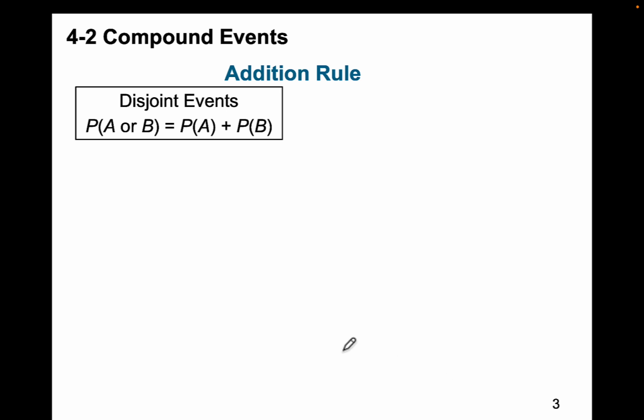Section 4.2 is on compound events. So we're going to talk about 2 events or more, and we're going to need to use the addition rule to then add those fractions together. All right, if we have 2 events that are disjoint events, it would be written out as capital P, open parentheses, capital A, just like before, but we would write the word or, and then our second event, capital B. If there was a third event, we could write or, capital C.